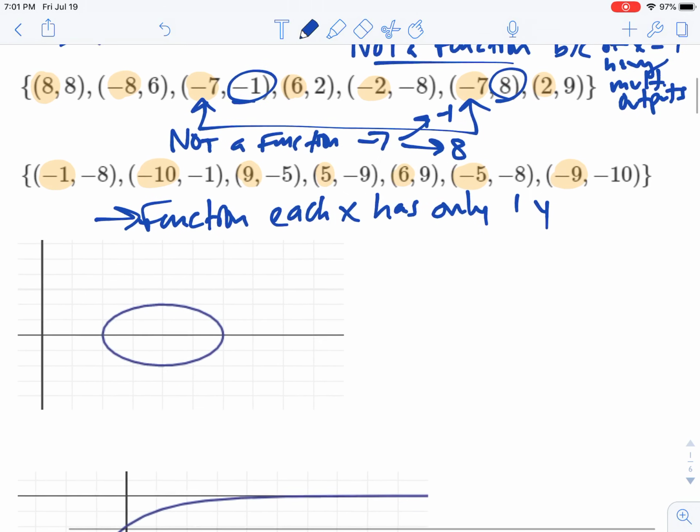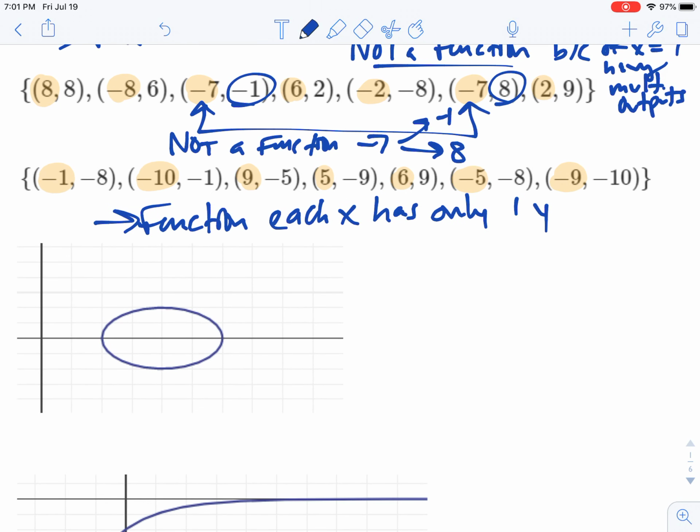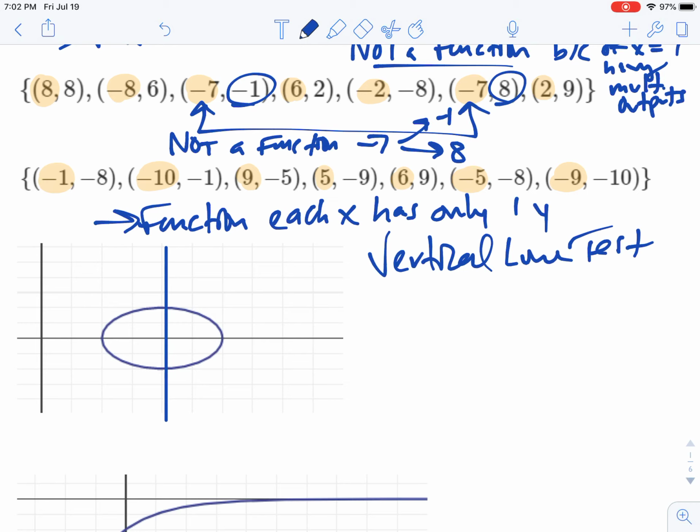For our graphs down here, the way we tell if a graph is a function is by what we call the vertical line test. It's the same idea as the other representations. You want to see, does one input go to multiple outputs? So if we draw a vertical line anywhere on the function, or on the relationship, and it crosses more than once, like this one does, then it's not a function.